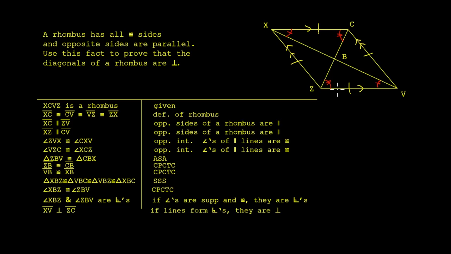Alternate interior angles of parallel lines are congruent. So now you'll see that we have ASA right here. So next, triangle ZBV is congruent to triangle CBX, ASA, angle side angle. From there, ZB and CB are congruent, and then VB and XB are congruent. CPCTC, for corresponding parts of congruent triangles are congruent. So ZB is congruent to CB, and then XB is congruent to VB.